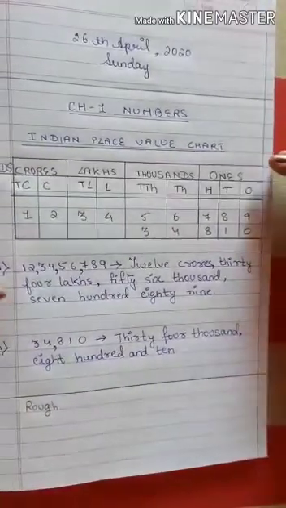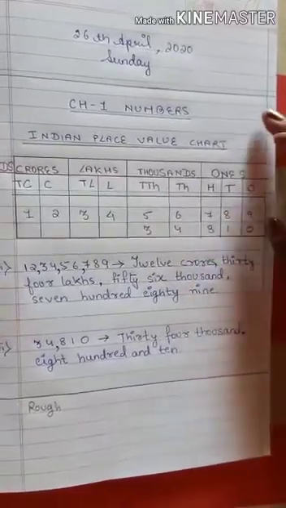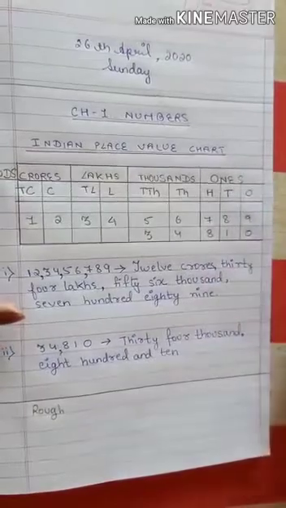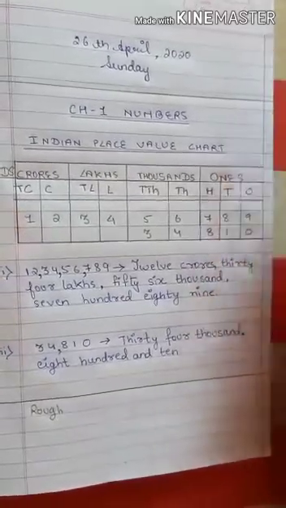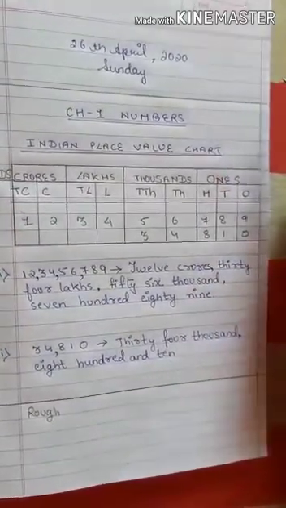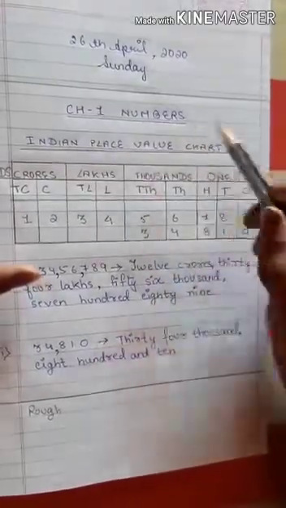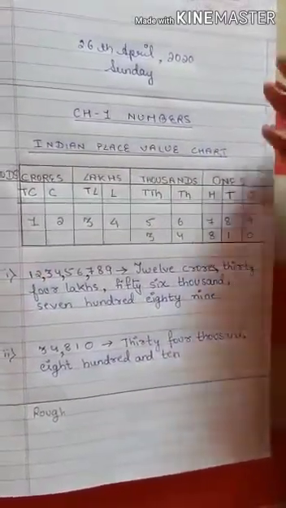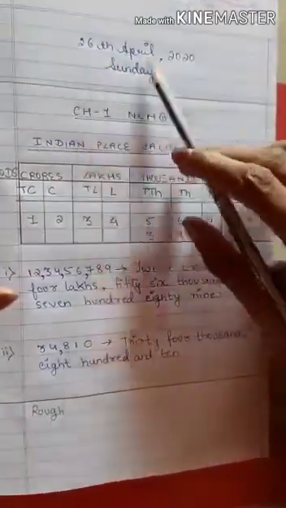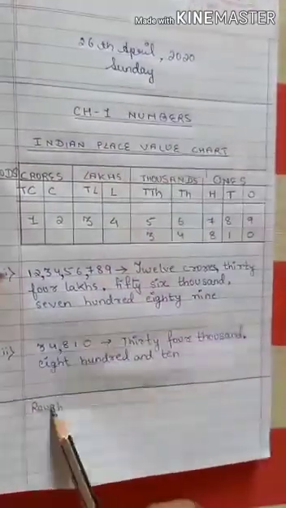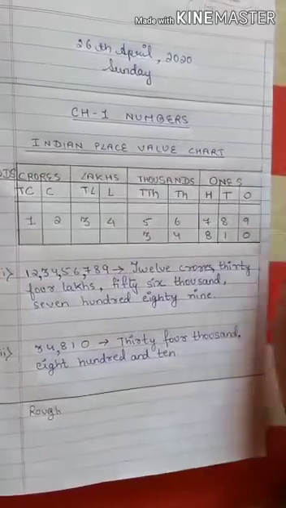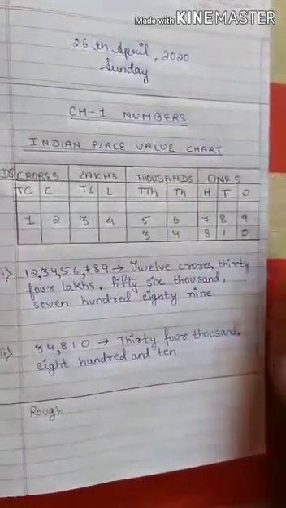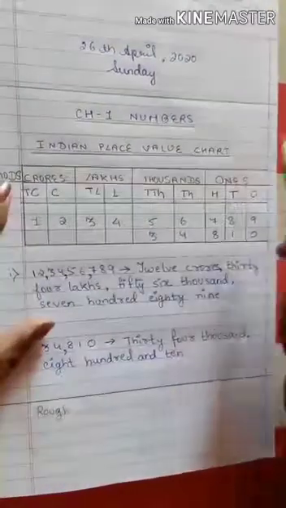Okay children, see here, I have made Indian place value chart. You remember I had already shared a video with you in which I explained how to get your copies ready for the chapter. This chapter, chapter 1, you have to do in your exercise book 1. Get your copies ready, write the date and the day, draw the rough column and draw the Indian place value chart, the same way I have done it. Now let's see what is Indian place value chart.